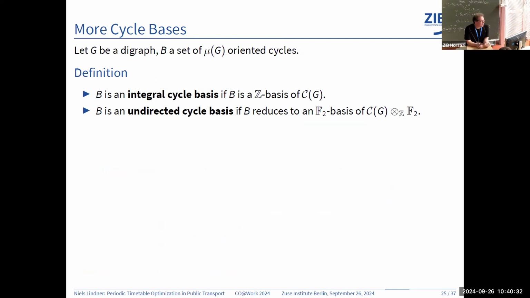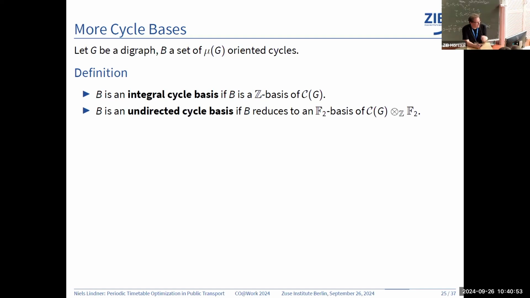Now there are different kinds of cycle bases. We will focus on the integral cycle basis, which just means that we have a basis of the cycle space that is a basis of this object in terms of being a basis of the free abelian group in the algebraic sense. That is a little bit different from a fundamental cycle basis. Fundamental means there is a spanning tree. Integral means that's just some basis.